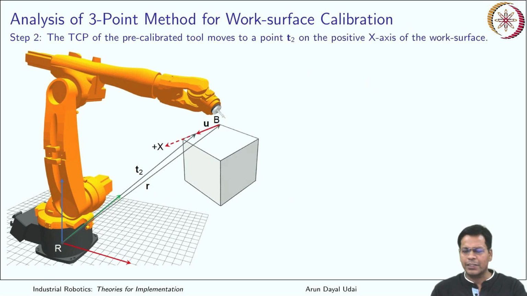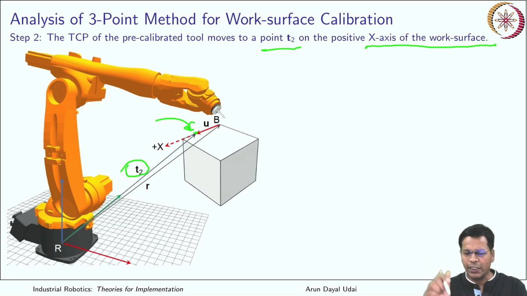Okay, now the second step. The TCP of the pre-calibrated tool moves to a new point, T2, which is on the positive x-axis of the work surface. It is somewhere over here. Okay, so you took it here. Got it? Now again, using forward kinematics, you can calculate T2, because you made your TCP touch that location.